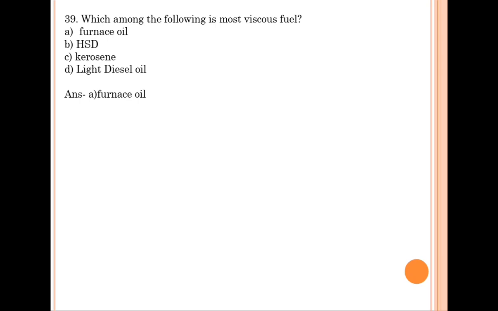Which among the following is most viscous fuel? From the options, A is the right answer, furnace oil. As you know, in the power plant, we have to heat the furnace oil before atomizing it in the boiler furnace. So option A is the right answer here.